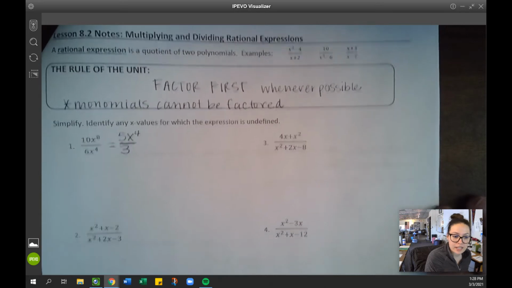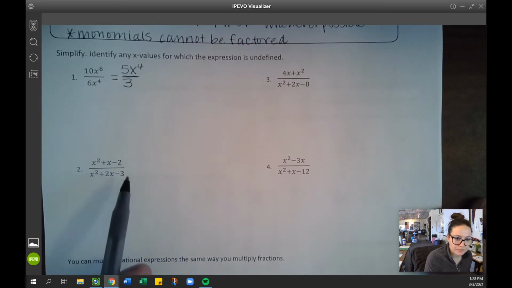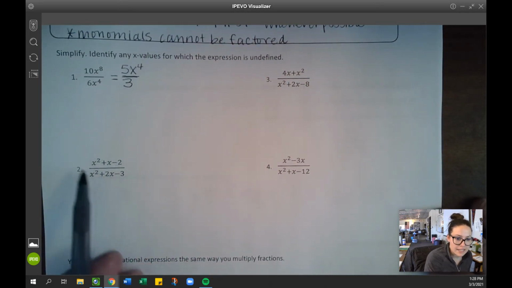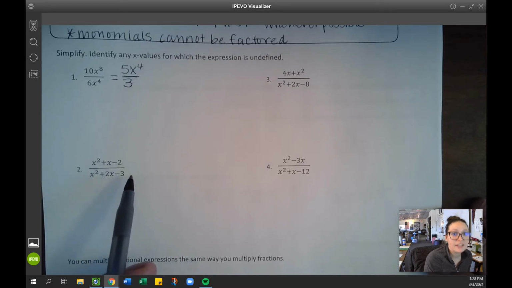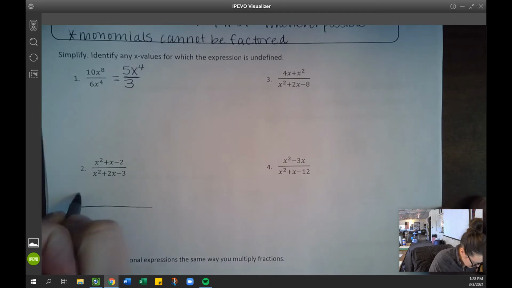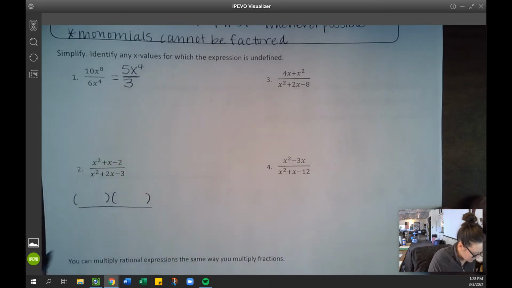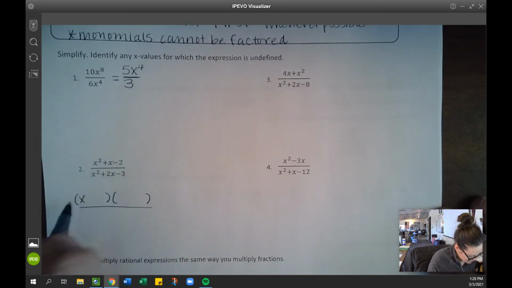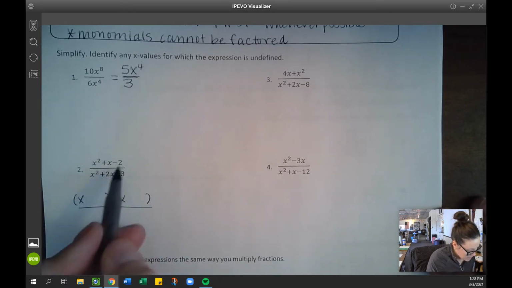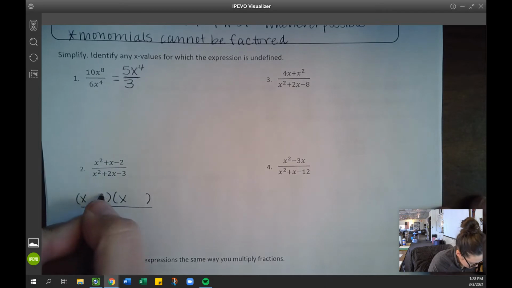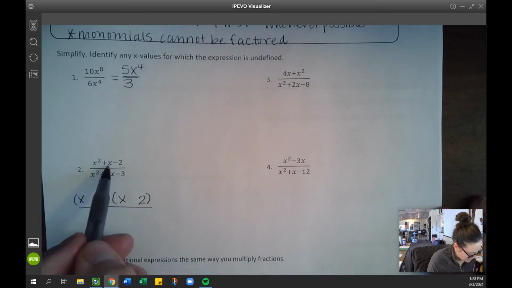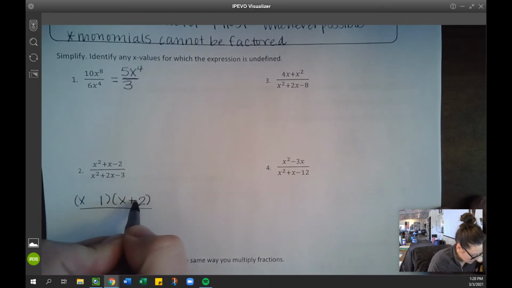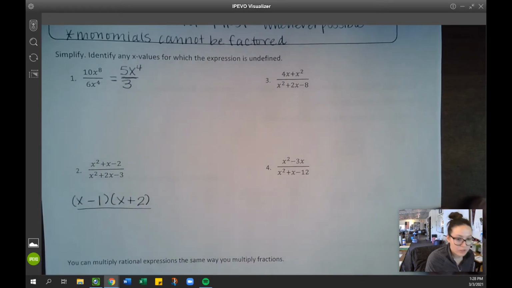Okay, let's try number 2. Are these things that we can factor? Yes, they are. They are trinomials. So I am going to set up my fraction, and I'm going to factor the top, x squared plus x minus 2. So we have x and x. The only way to get 2 is to do 1 and 2, and then I have to figure out how I can get a positive 1. Well, the way to do that is a plus 2 and a minus 1.